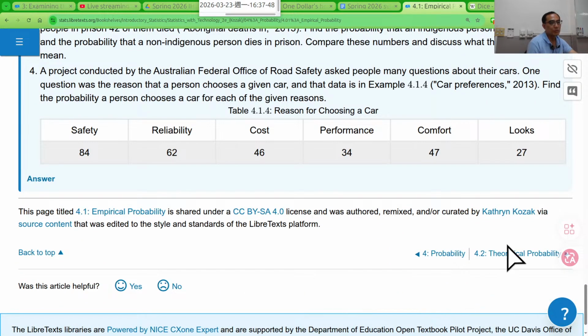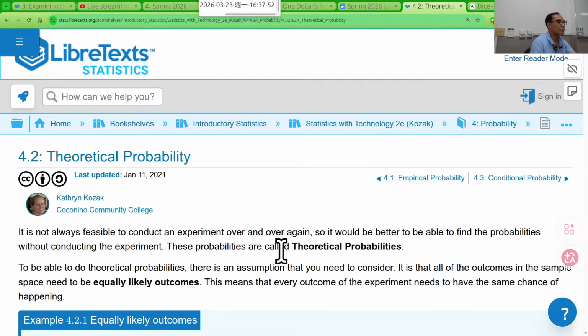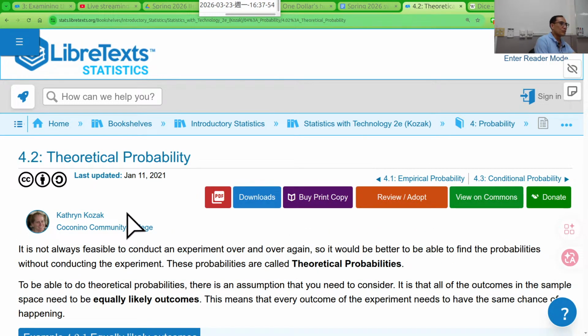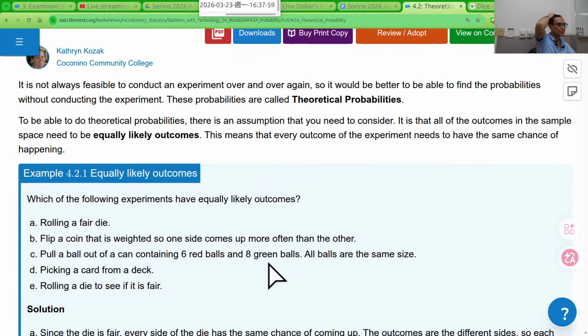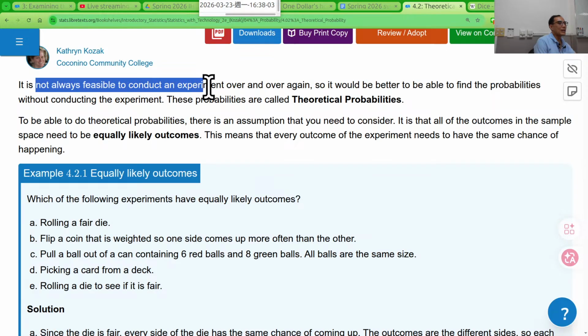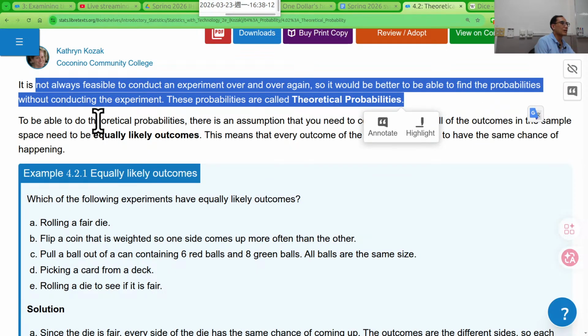Okay, let's move to the second one. Chapter 3, 4.2, theoretical probability. It's not always feasible to conduct experiments over and over again. Thus, it would be better to be able to find the probabilities without conducting the experiment. And those probabilities are called theoretical probabilities, okay?